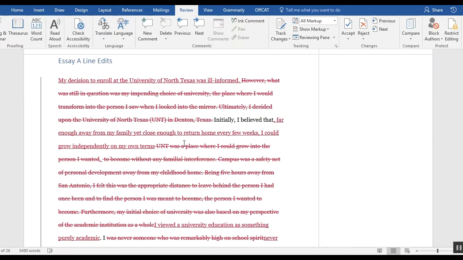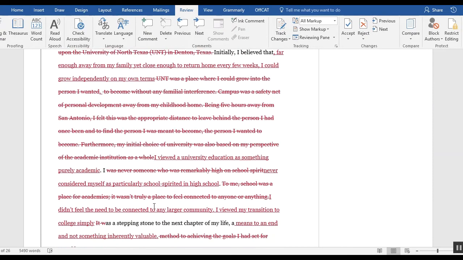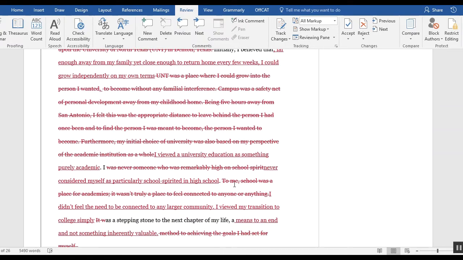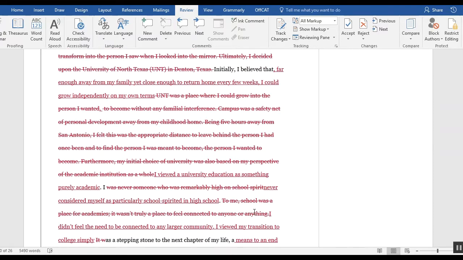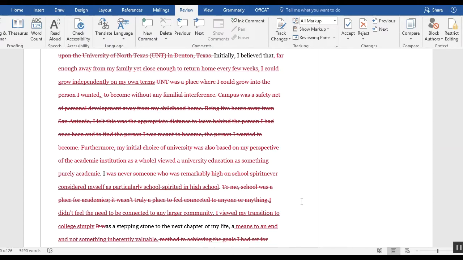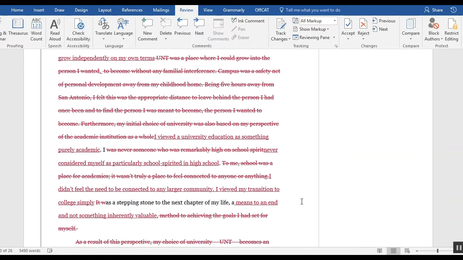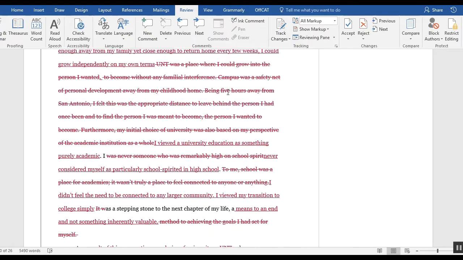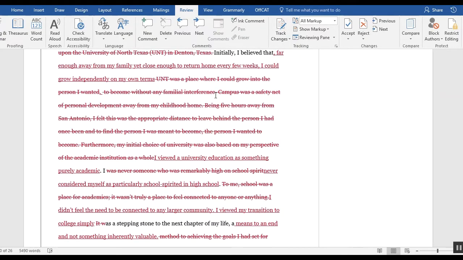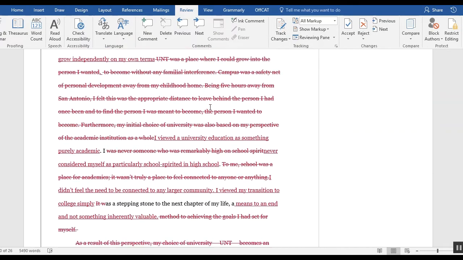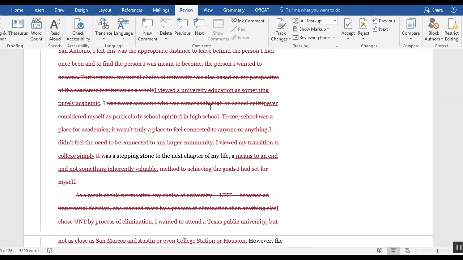And by removing almost an entire paragraph, we've condensed all of these strike-throughs into some nice sentences about why she wants to move. I viewed university education as something purely academic. I never considered myself as particularly school-spirited. I didn't feel the need to be connected to any larger community. And so what was taking sometimes 2 and 3 sentences to say, we were able to condense down into one simple sentence or a compound.